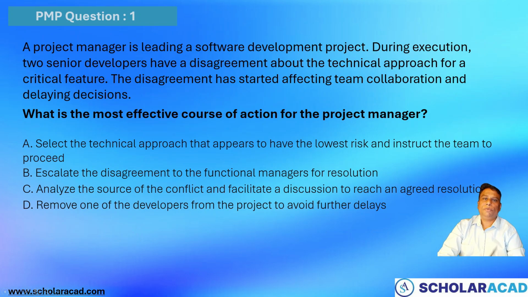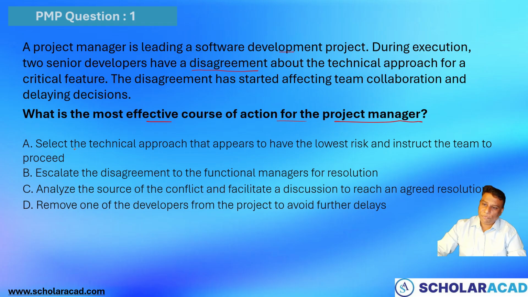Now question number 1. A project manager is leading a software development project. During the execution, two senior developers have a disagreement about a technical approach for a critical feature. That means something is important. The disagreement has started affecting team collaboration and delaying decisions. Now what is the most effective course of action for the project manager?